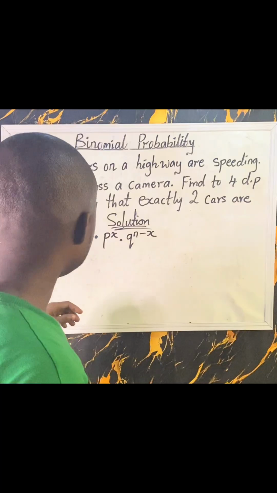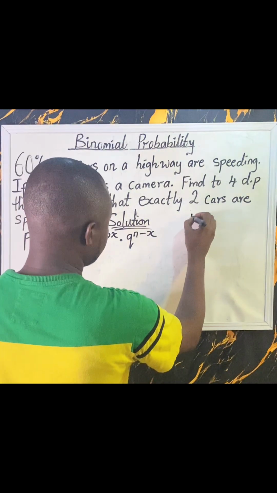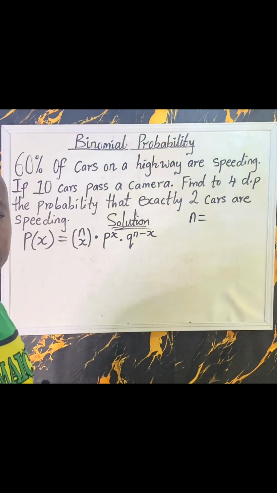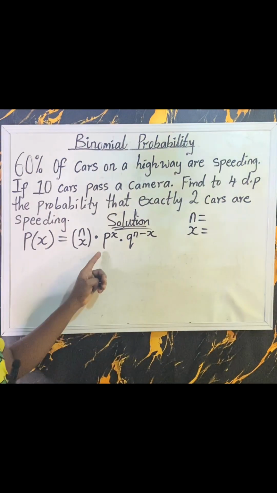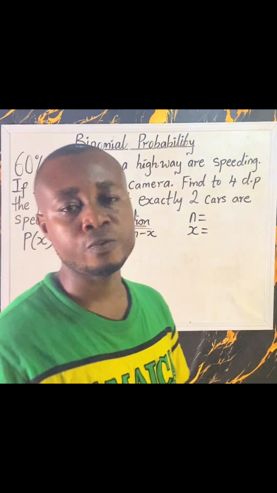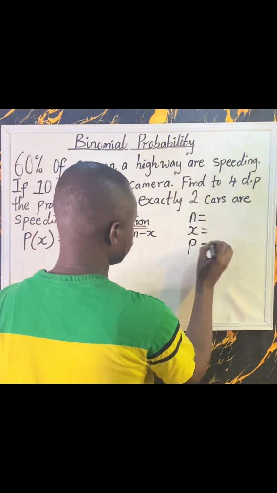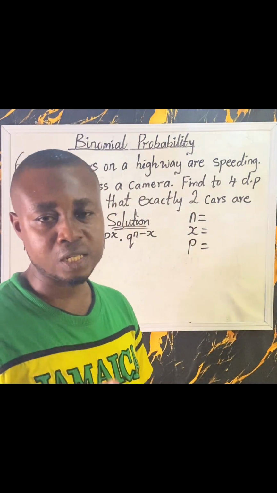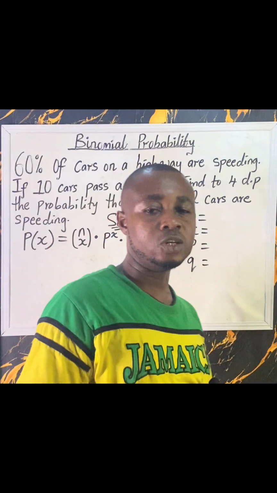At this point, we need to understand n to be the number of trials. n denotes the number of trials. And x here means the number of successes. x means the number of successes. While p here means the probability of success in a single trial. Then q means the probability of failure in a single trial.